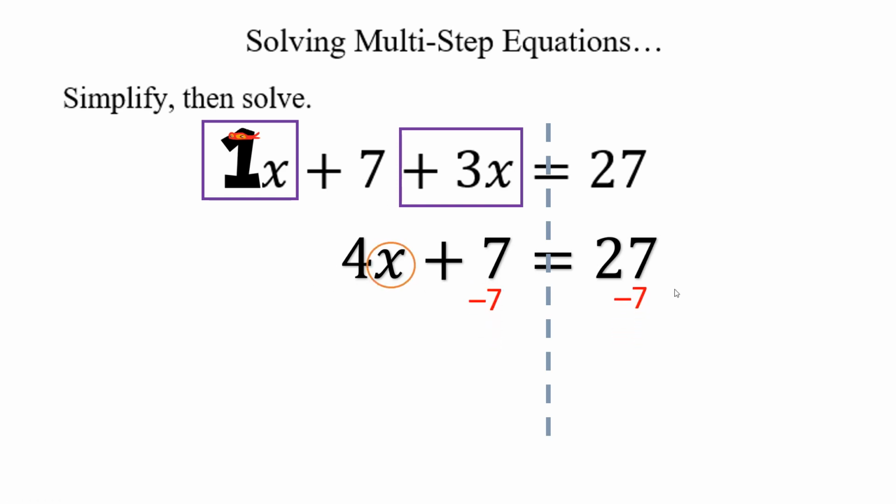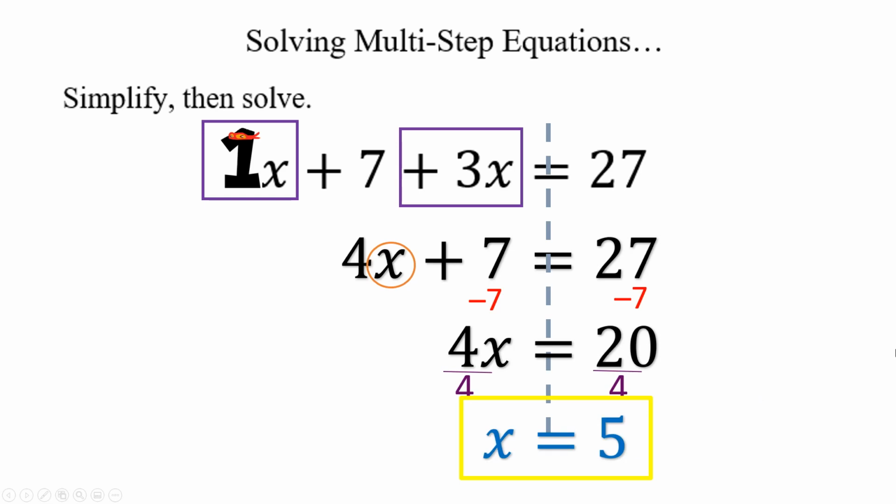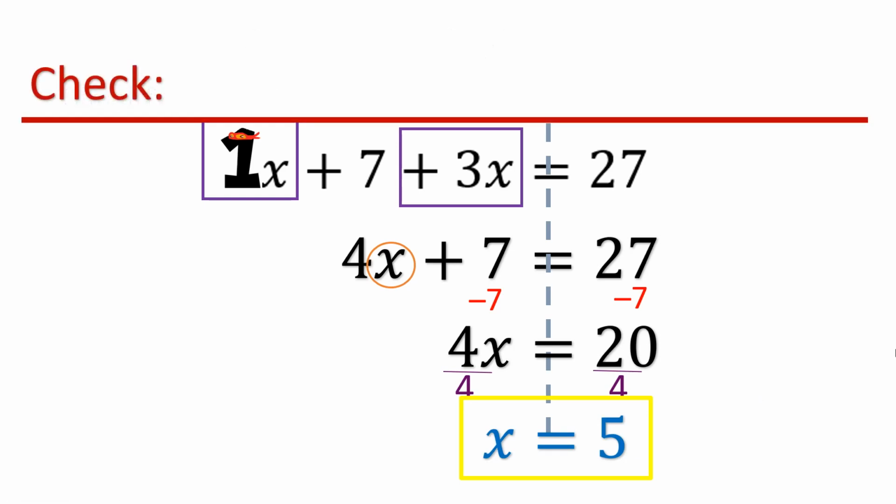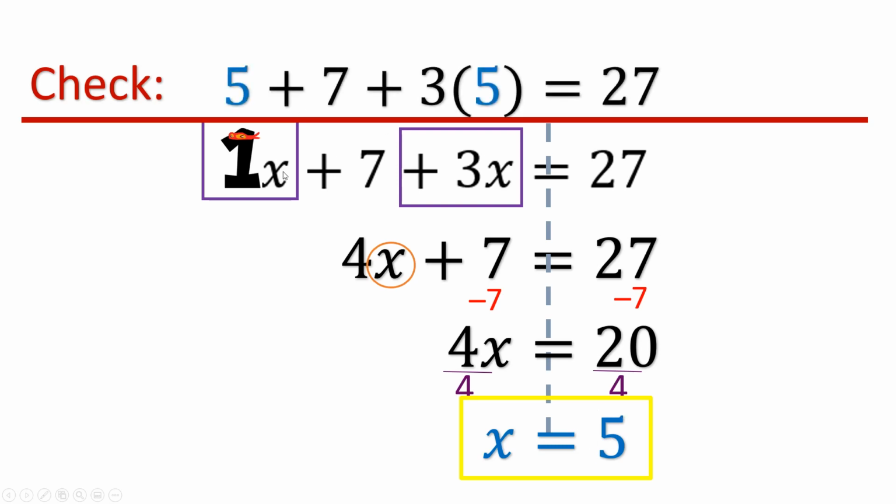Isolating the x, we're going to subtract 7 on both sides. Need to still isolate the x, divide by 4, and x will equal positive 5. Now, I just want to show that you can check to make sure you got this right. If we take this 5 and replace all the x's with 5, so for example, this is a 1x, so 5. The plus 7 is still plus 7. We have plus 3 times x, because it was 3x, equals 27.